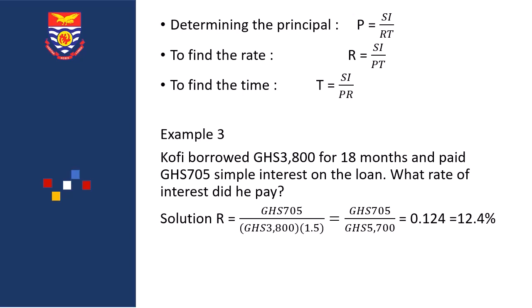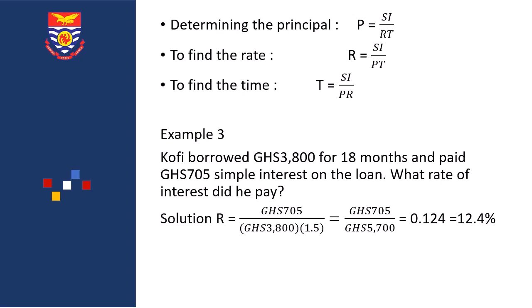You can also be asked to find the rate. It's the same formula, then you manipulate it, you make R the subject. You can also make T the subject to find the time. So principal equals the simple interest over R times T. If you want to find R, it's SI over PT. And if you want to find T, it is SI over PR. So let's try our hands with this example.